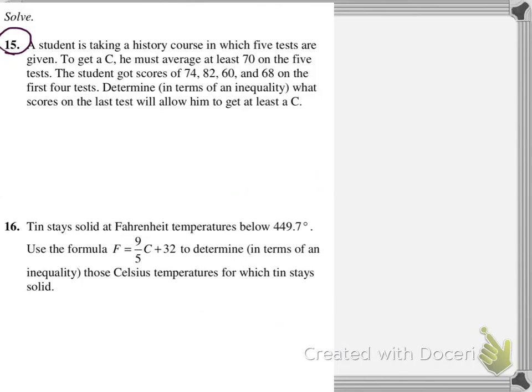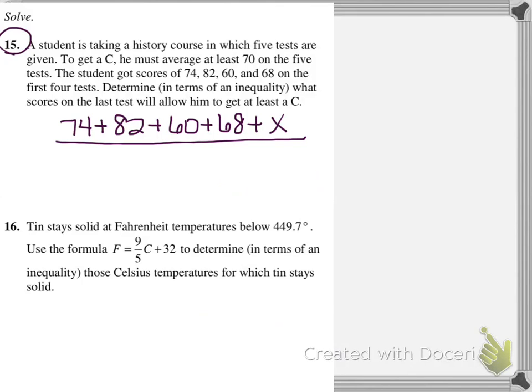Recall when you're working with finding an average that you add up the test scores and divide by the number that you have. We know that we have 5 tests, so we have to add all 5 of them up and divide by 5. So I have 74 plus 82 plus 60 plus 68. So there's 4 of the 5. Now remember, they want us to find out what the last test is. So we don't know what that is, so that's going to be my variable. So plus x. So here's my 5 test scores. So I'm going to add those up and I'm going to divide by 5. That's how you find an average.